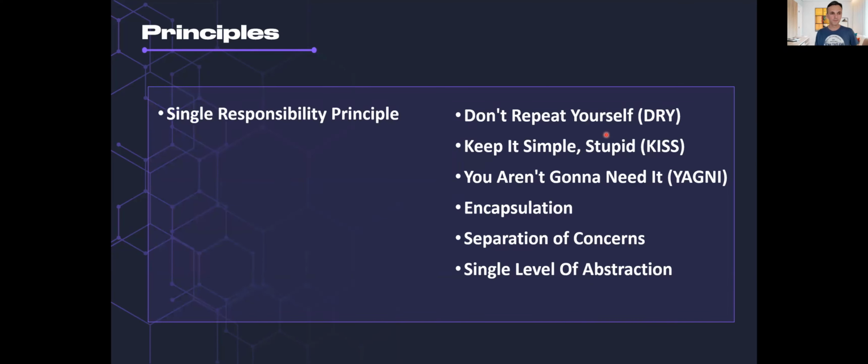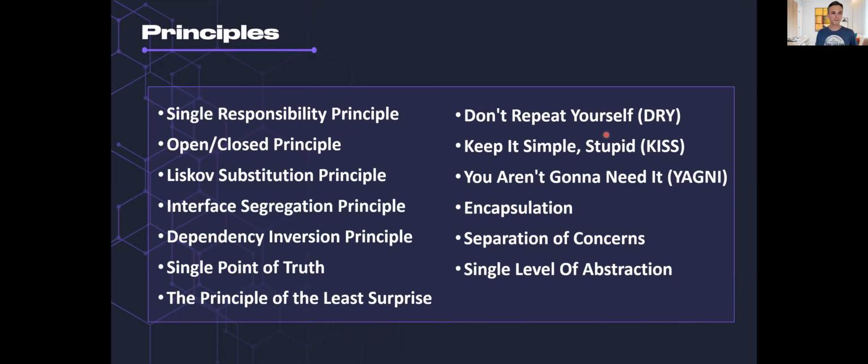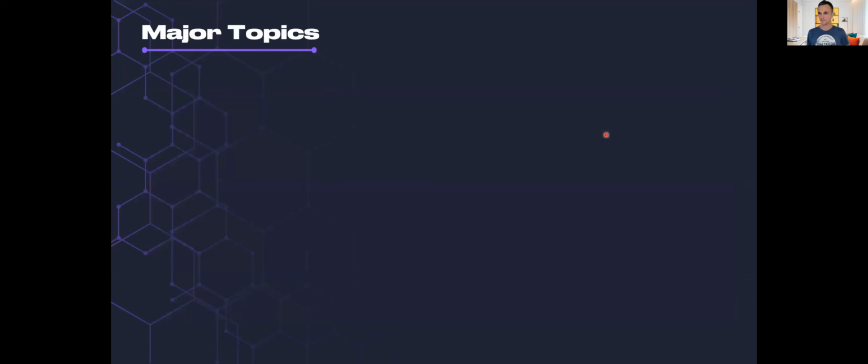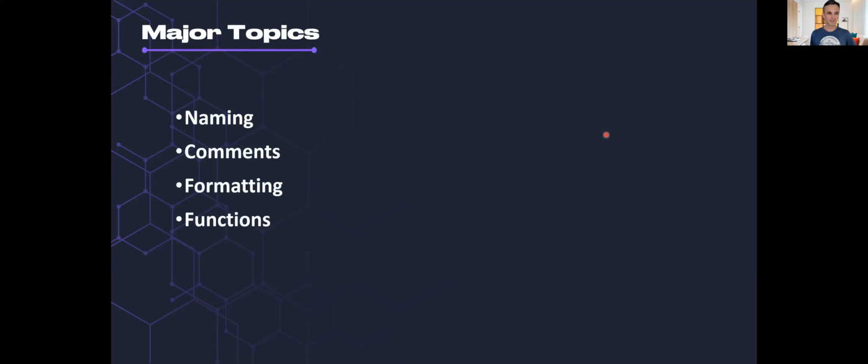When we talk about clean code principles, these are the main ones. Some of you have probably already heard about them: the SOLID principles, single point of truth, the principle of least surprise, DRY, KISS, YAGNI, encapsulation, separation of concerns, single level of abstraction, and some more. But these are the most important ones. What are some major topics when we talk about clean code? Naming, commenting, formatting code, functions, testing, and error handling. Those are the most important topics. There are also some others, but these are the most important.